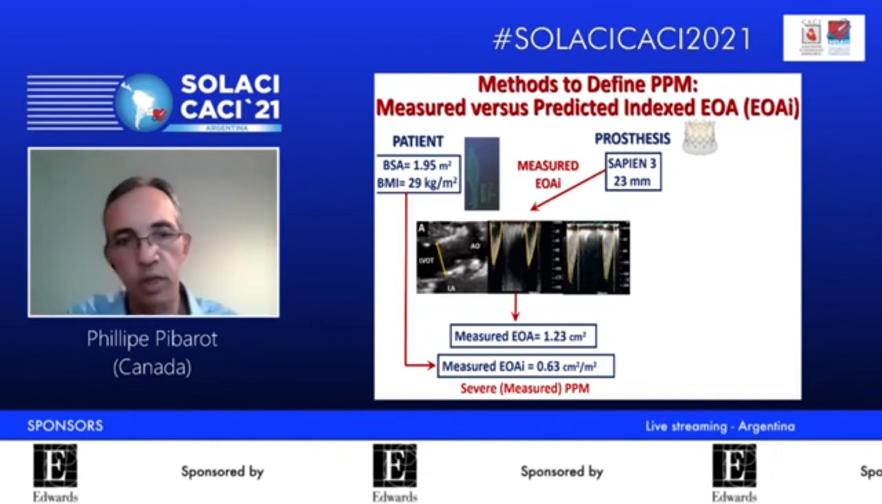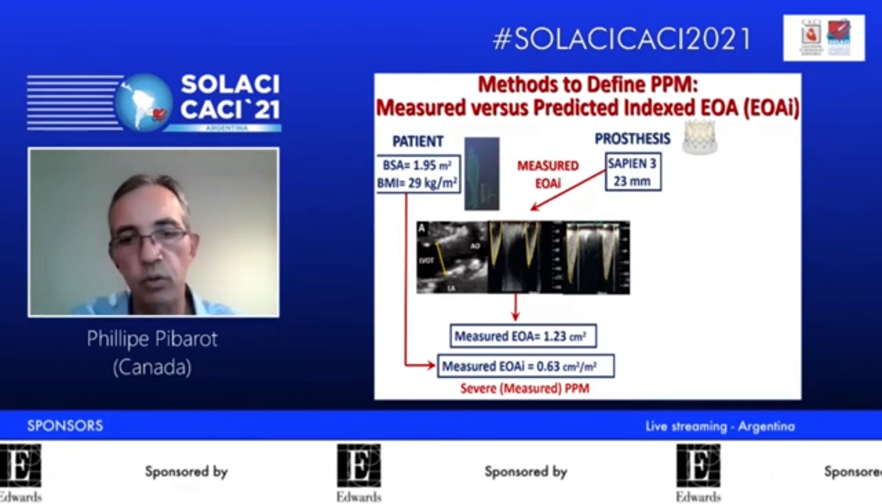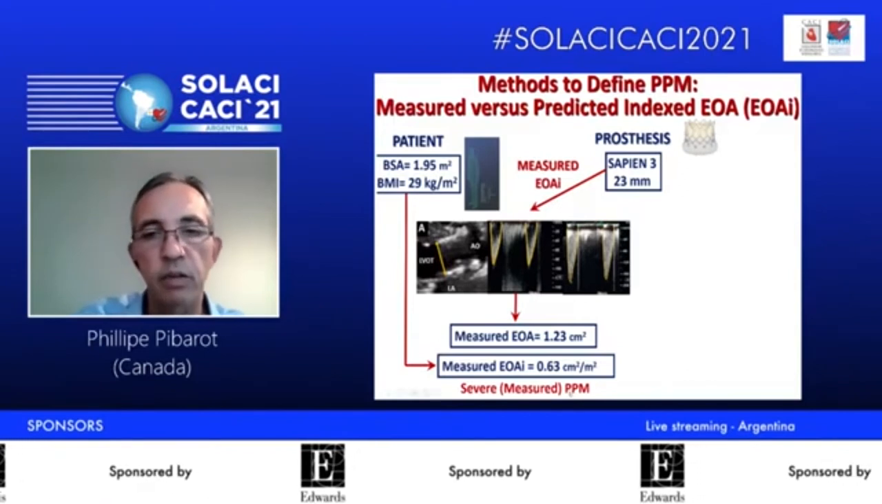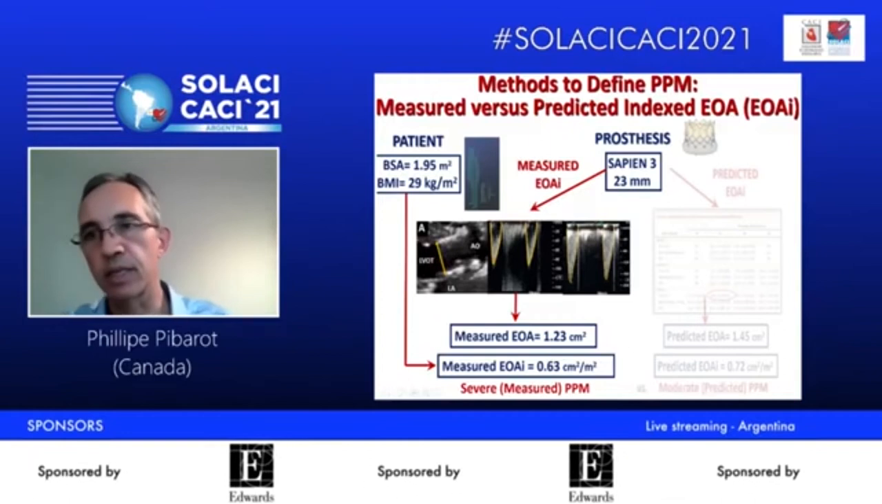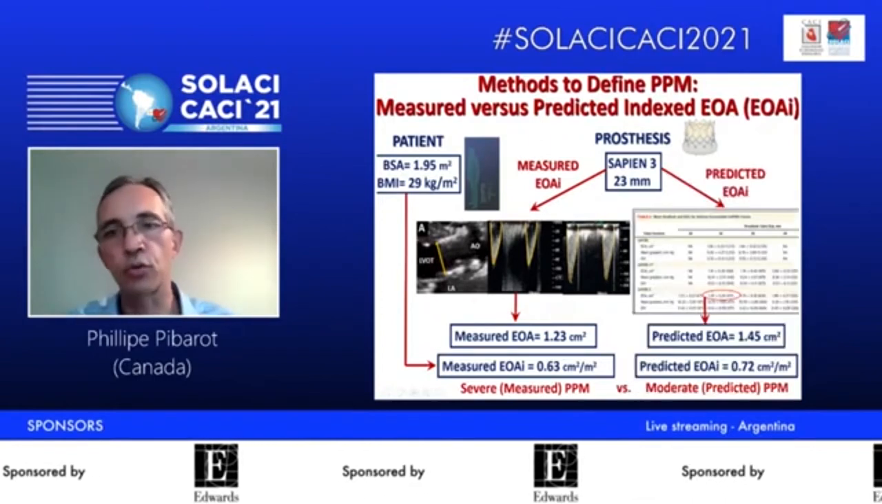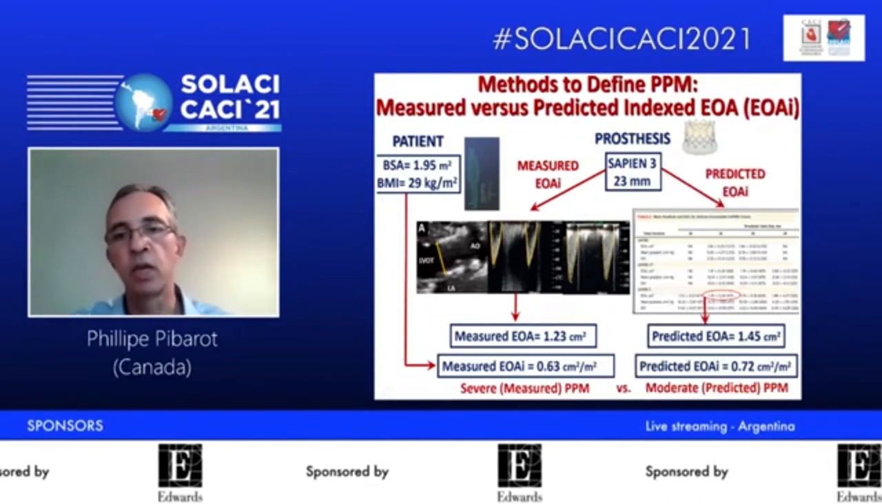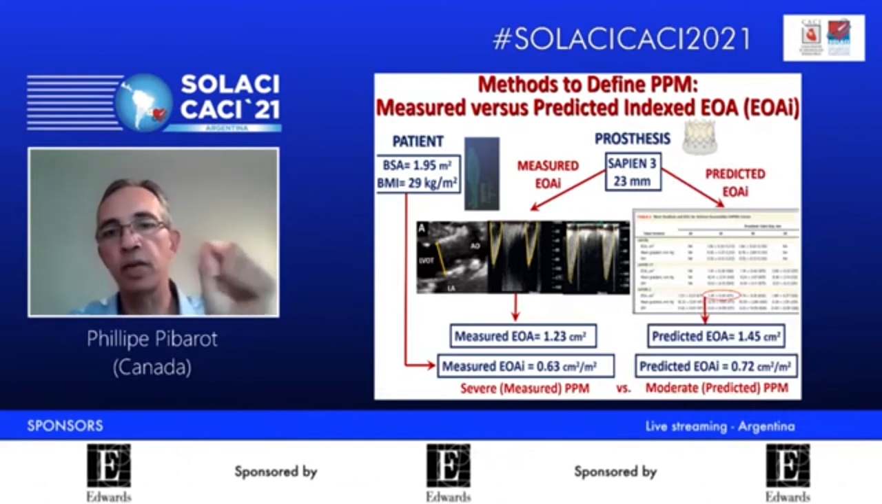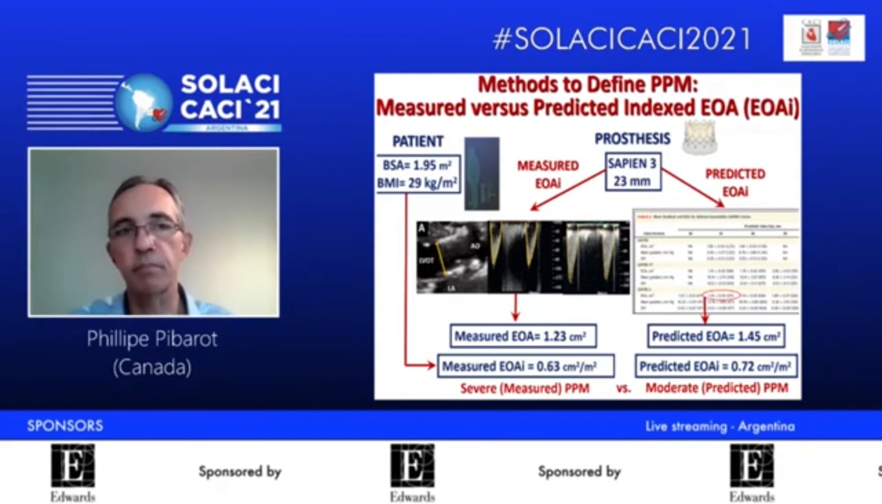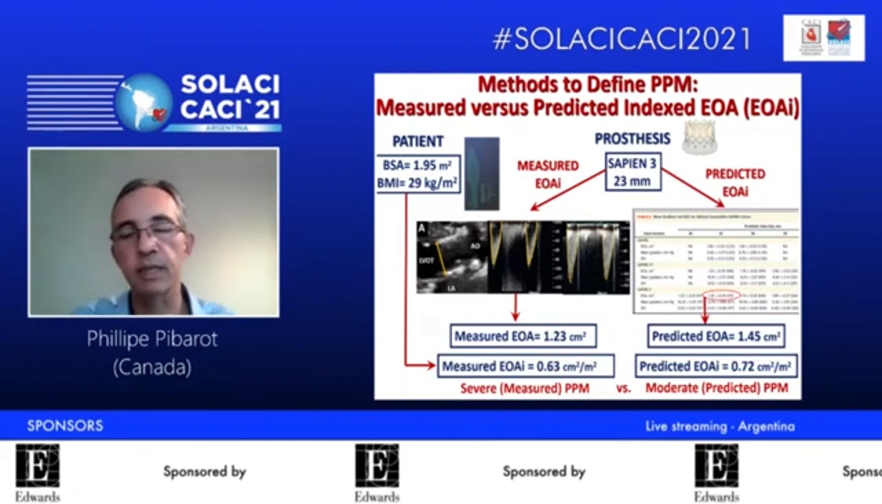in the patient. So this is the AOA using the continuity equation. We index for body size, and then we have the indexed AOA, and then we can classify the mismatch. But there is also another method that is the predicted indexed AOA. So here, no measure. We do not measure the AOA directly. We use the normal reference value of AOA for the model and size of prosthesis and divide by BSA.